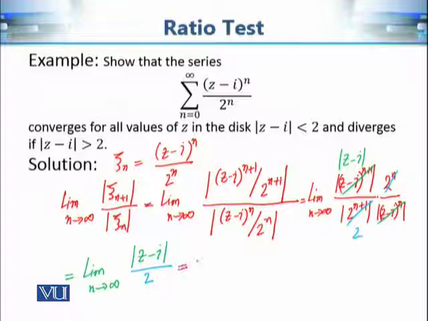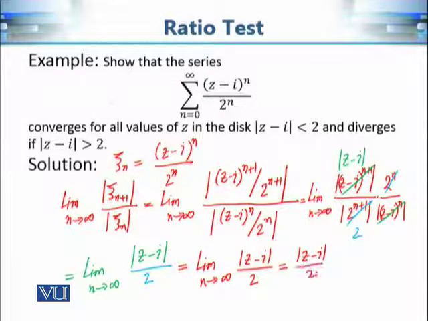So what will be the limit in this case? Now we can see that there is no n in this expression, so it is independent of n. This implies that this limit is going to be equal to the modulus of z minus iota divided by 2. This is our L in this case. And we know that by the ratio test, when L is less than 1, then the series converges, and when L is strictly greater than 1, then the series diverges.